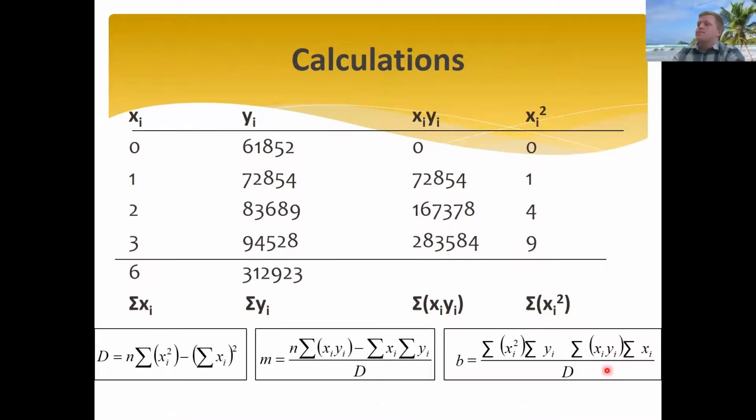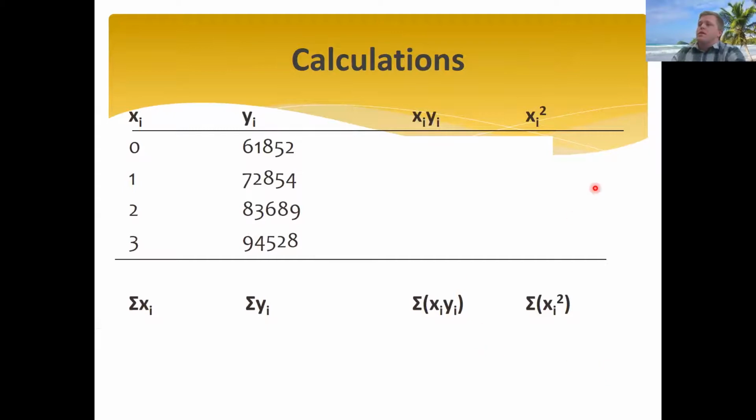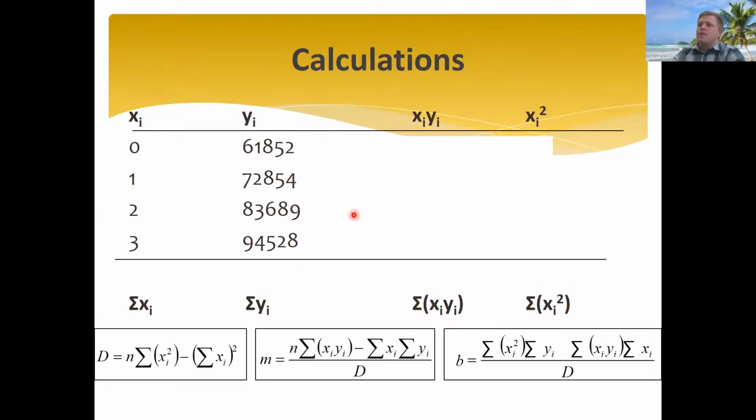I got a value of 61,901.3. All right, so let's look at these values. Go ahead and pause the video right here. See if you can work through these values and calculate D, M, and B, and I will go through these with you in a minute. See if you got them right.